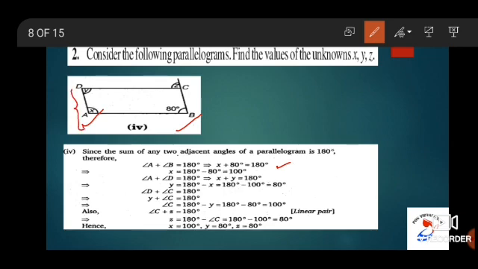Similarly, angle A and angle D are adjacent angles. So, angle A plus angle D is equal to 180 degrees. So, x plus y is equal to 180 degrees and the value for y is 180 minus x, that is nothing but 180 minus 100, that is 80 degrees. Now again, angle D and C are also adjacent angles. So, angle Y plus angle C is equal to 180 degrees. So, the value for C is 180 minus Y, that is 180 minus 80, that is 100 degrees.